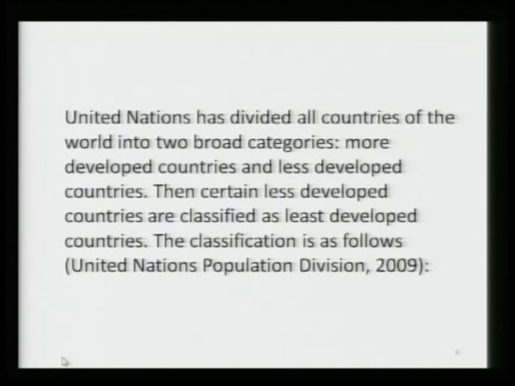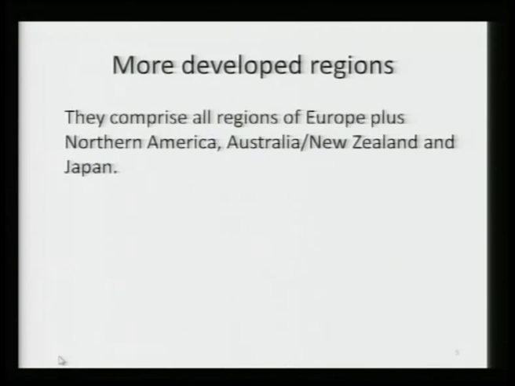The classification is as follows: more developed regions comprise all regions of Europe plus Northern America, Australia, New Zealand and Japan. So, all the countries of the regions of Europe, Northern Europe, Southern Europe, the whole of Europe plus Northern America or United States, Australia, New Zealand and Japan. Countries of this region are called developed countries.